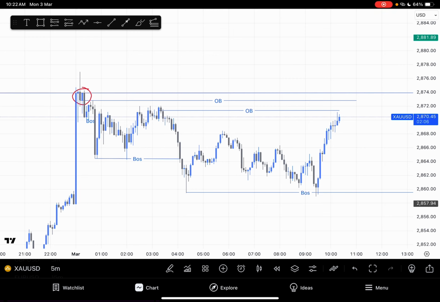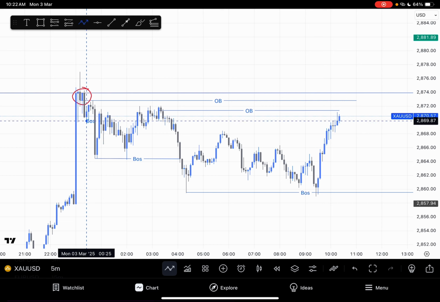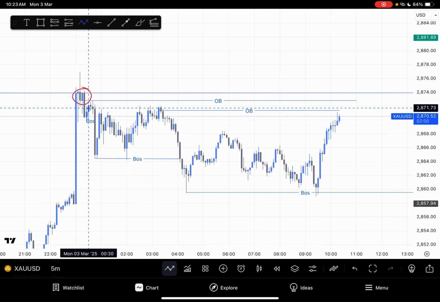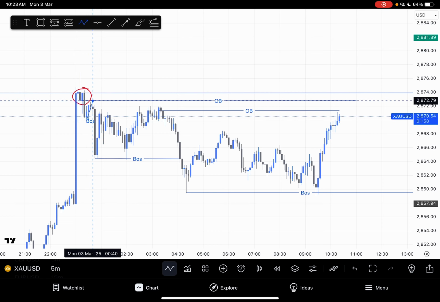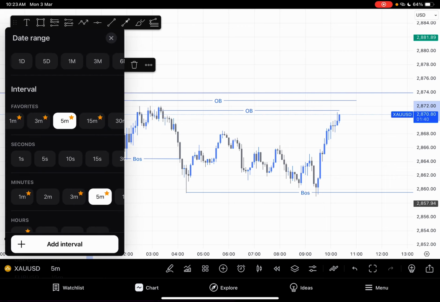Then next, what next? You see this pullback. You see this pullback now. You can call this your inducement, because it hasn't mitigated the order block well. So you can call that your inducement, meaning your liquidity. After the break of structure, let me move down to a lower time frame. I'm going to 3 minutes.